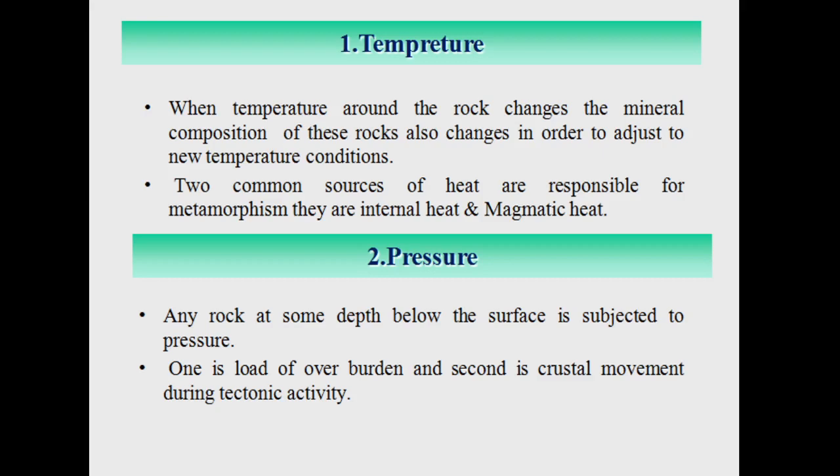As we know, the rocks are made up of different types of minerals which are stable at temperatures below 200 degrees centigrade. All the rocks which are made up of different types of minerals are stable below 200 degrees centigrade, and when the temperature around the rock changes, the mineral composition of the rock also changes. As the temperature increases, the mineral composition also changes in order to adjust to the new temperature condition.